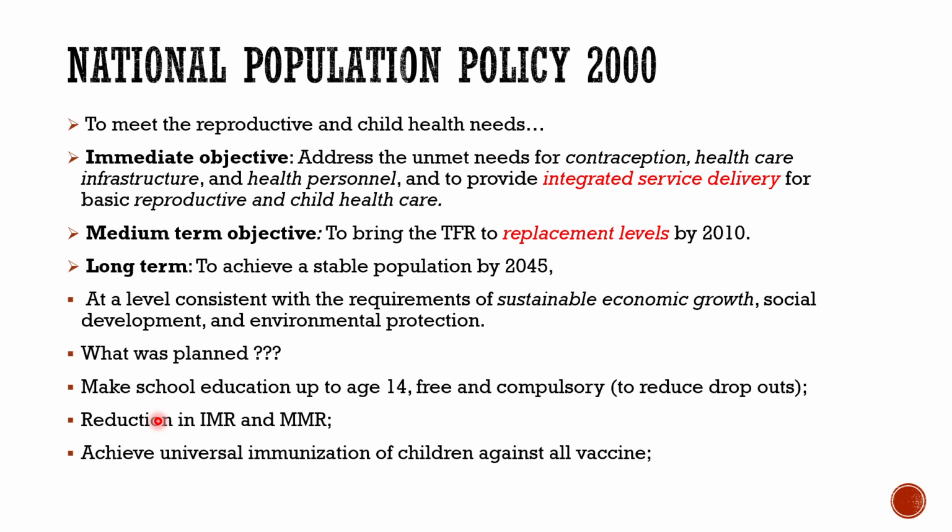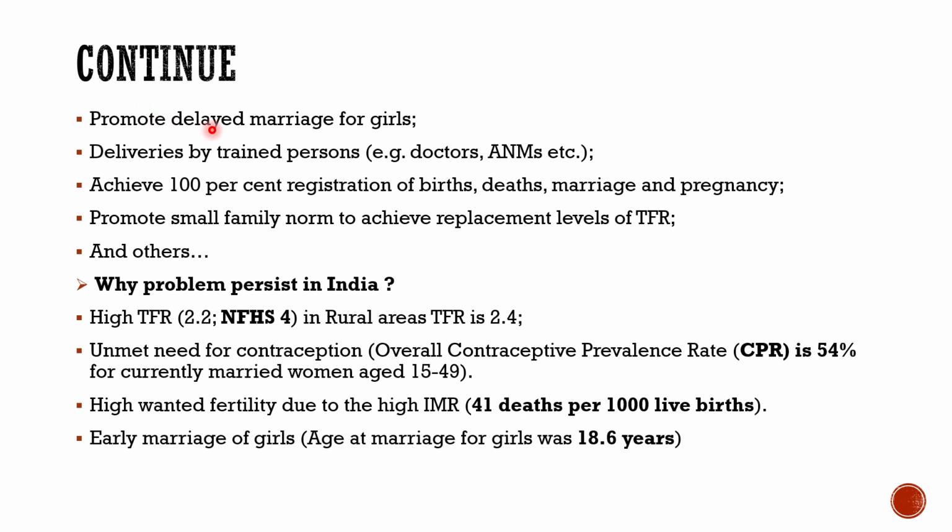We made school education up to the age of 14 free and compulsory for everyone, to reduce dropout rates in school education. We made targets of reduction in infant mortality rate and maternal mortality rate. We have gone for achieving universal immunization for children, and we promoted delayed marriage of girls. We are working towards deliveries by trained persons, not by untrained ones. And we wanted to achieve 100% registration of births, deaths, marriages, and pregnancies, for formulating better planning and policy for the needy, to promote small family norms, and to achieve the replacement level of TFR. That is why we are going for advertisements on television and elsewhere.